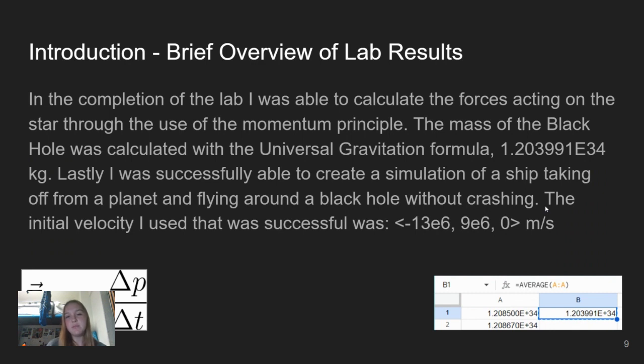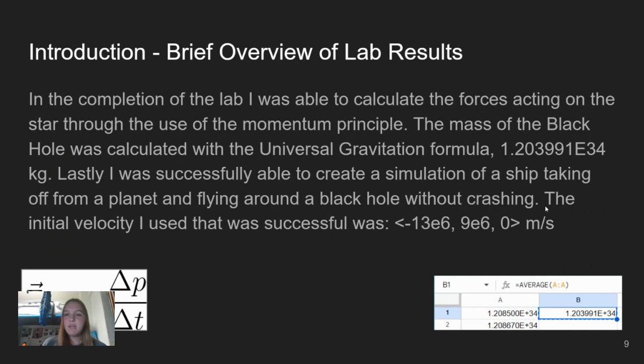Lastly, I was successfully able to simulate a ship taking off from a planet and flying around a black hole without crashing. The initial velocity I used that was successful, and there were multiple options I could have used, was negative 13e6 in the x direction, and then 9e6 in the y direction.